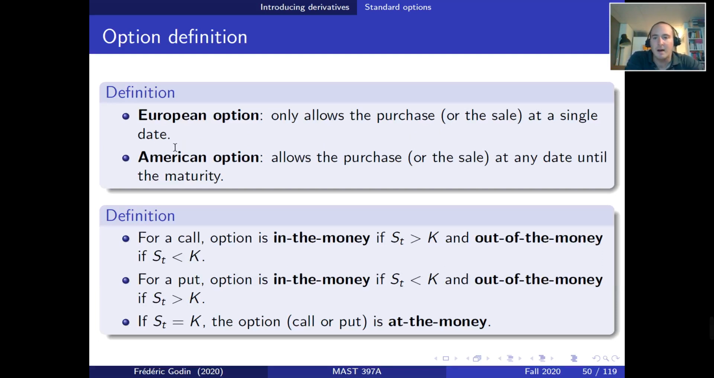For an American option, the purchase or the sale of the underlying asset can be made at any date until the maturity. So for example, at any date from now to the maturity date, the option buyer can decide to say, okay, right now we're going to make the exchange of the underlying and the strike price.